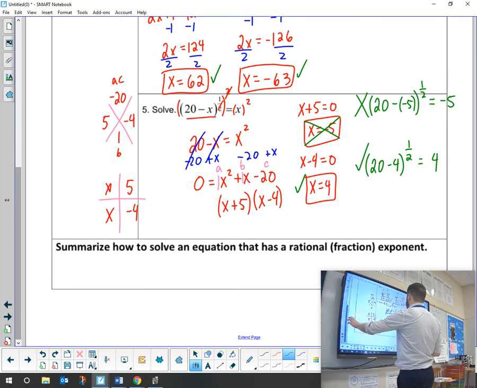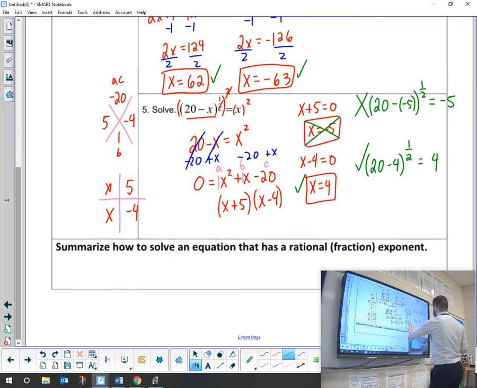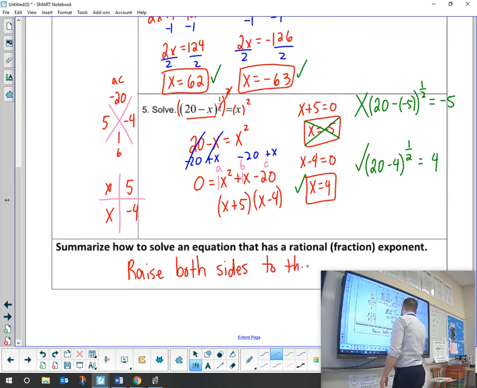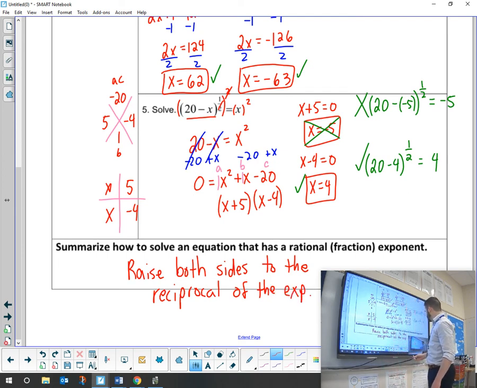Okay, our last one. Summarize how to solve an equation that has a rational exponent. Well, all we have to do is raise both sides to the reciprocal of the exponent.